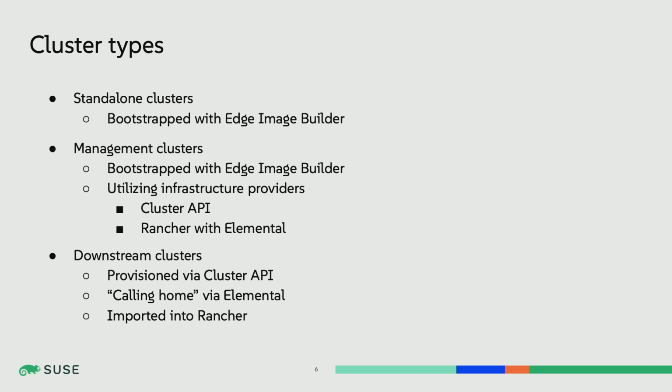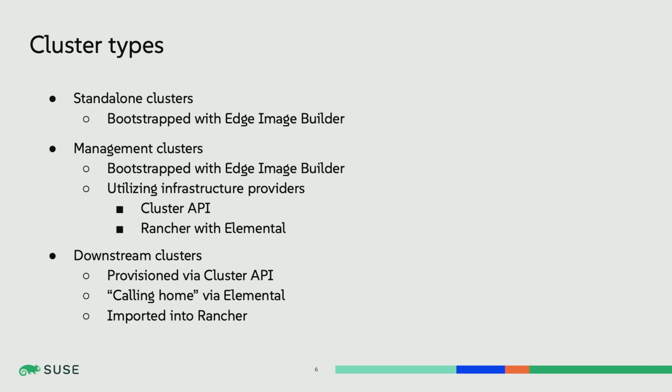The second cluster type is management clusters. So what we have here is a special scenario for standalone clusters, which are almost the same. So we again use Edge Image Builder to bootstrap and provision these. However, these also run some sort of centralized management infrastructure. This can be Cluster API and or Rancher with Elemental.